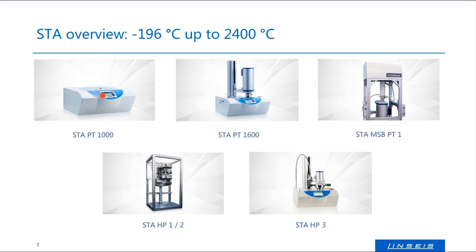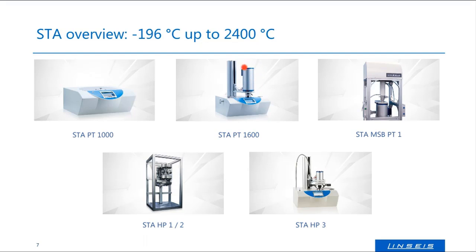You have an integrated furnace, small thermal mass, so slightly higher heating and cooling rates than with the other instruments with the bigger furnaces, but limited temperature range. And then we have the STA-PT1600, and again, it indicates that the maximum temperature is 1600 degrees, which is true for the standard furnace that you can see here.